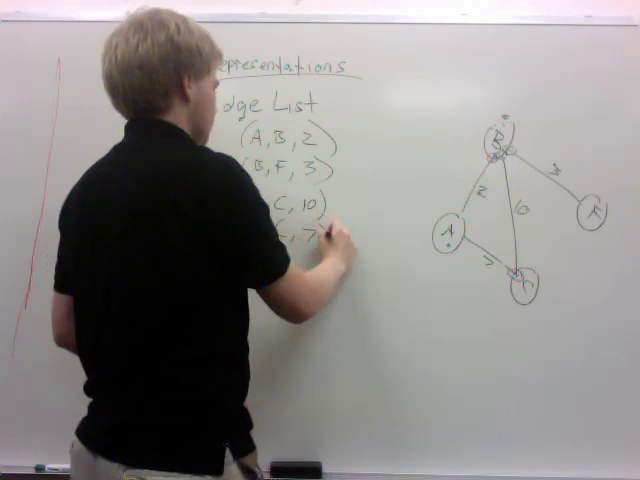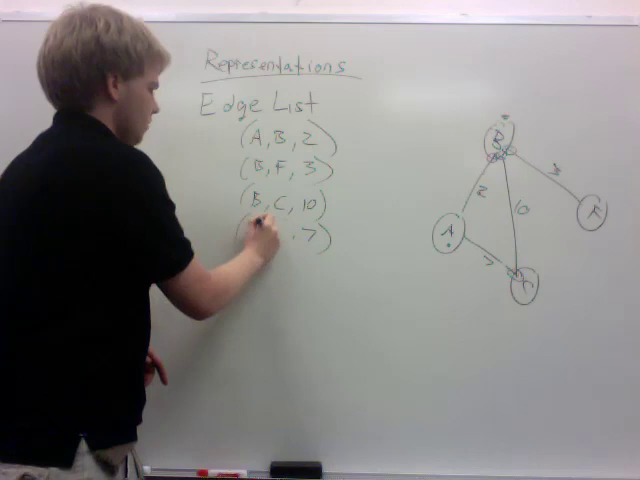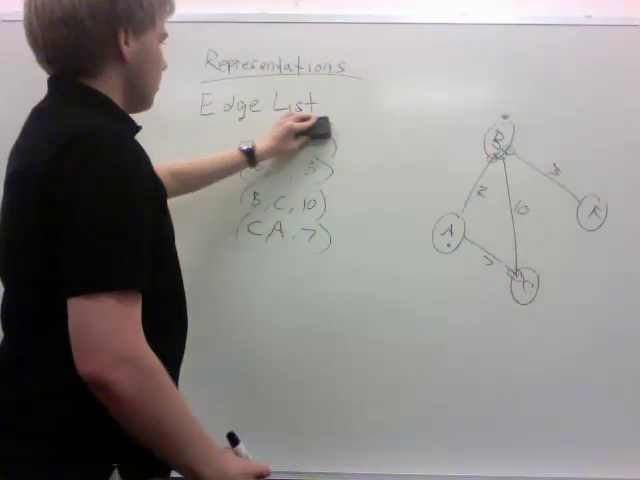An edge list is just a list of all the edges. And in an undirected graph, the order doesn't really matter. So AC7 is the same as CA7. Okay, so that's an edge list. That's the really basic way to represent a graph.